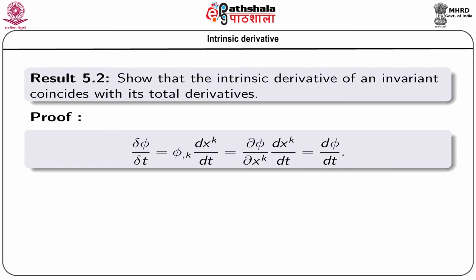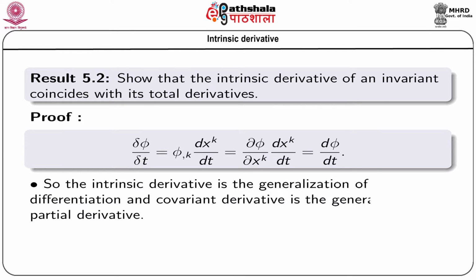That means the intrinsic derivative of an invariant is equal to its total derivative. Thus, the intrinsic derivative is the generalization of ordinary differentiation, where we differentiate with respect to one parameter, and covariant derivative is the generalization of partial derivative.